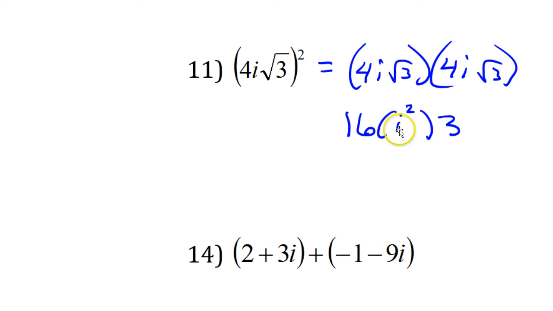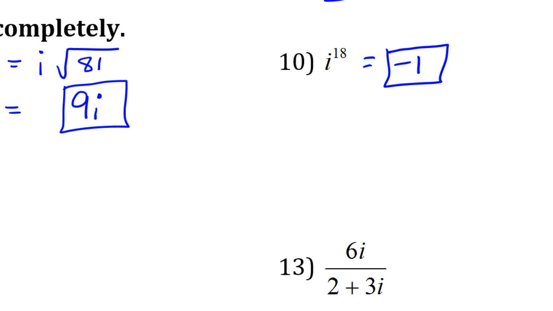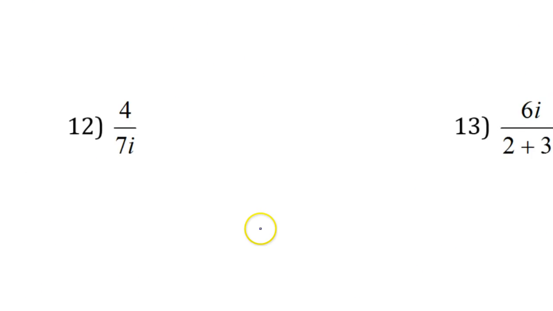So let's just simplify this. First of all, 16 times 3 is 48. And i squared is -1. All right, you just have to memorize that. So that makes this a -48. That's it, simple. All right, let's go back to number 12.